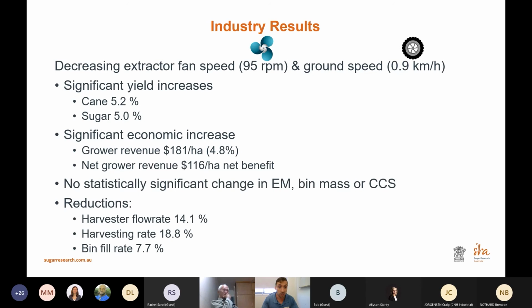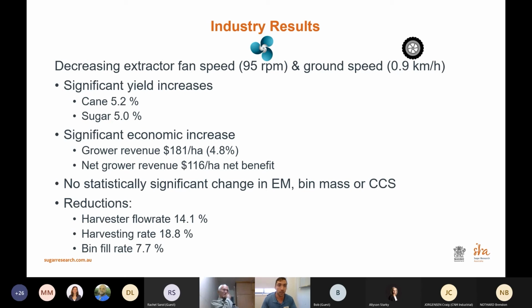There was no statistical significance or change in extraneous matter, bin mass, or CCS. So what it showed is that that large change in practice significantly changed cane yield, which in turn showed a statistical significance in also affecting tons of sugar per hectare, but there was no difference in EM supplied to the mill or bin mass. With the reduction of flow rate, it did reduce harvesting flow rate by 14.1%, no question about that. Bin fill rate by 7.7%, and harvesting rate by 18.8%.